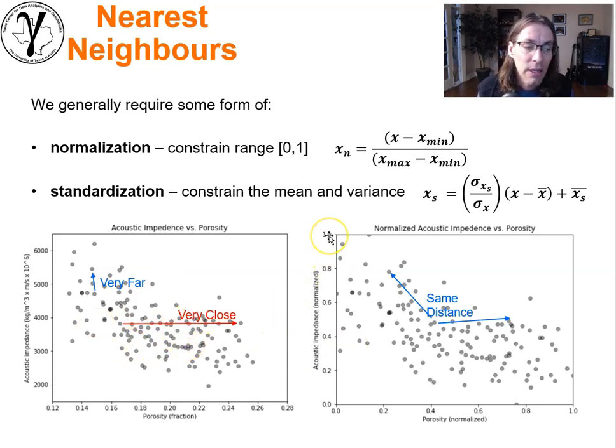So we'll do some type of min-max normalization, where it's 0 to 1 now for this feature and 0 to 1 for porosity normalized. And now we can see that in any direction, if we have the same length of vector, it would be the same distance resulting. Why do we want to do that?